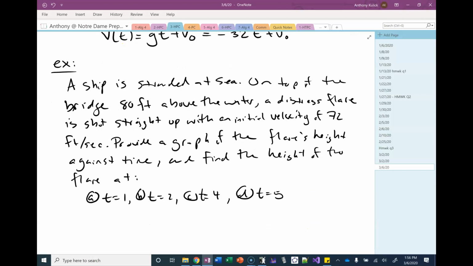So what quantity are we interested in here? The height of the flare, right? So which equation am I going to use? That, yeah, S of t.